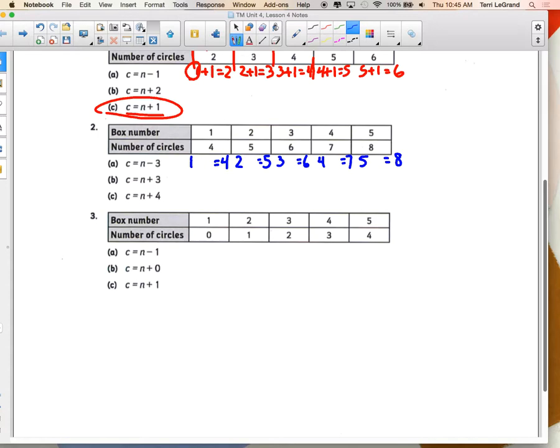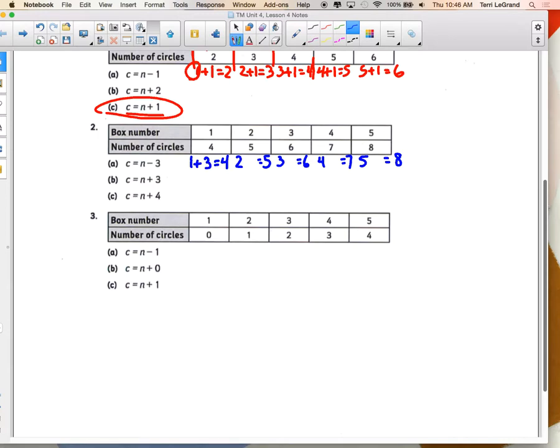N minus 3 equals C. So subtracting 3 from the box number. Okay. So no, adding 3. Adding 3. Okay. So if we add 3 to the box number, we get the total number of circles.